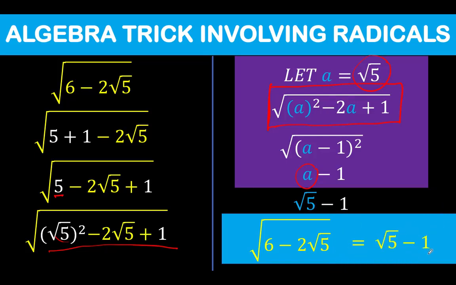of 5 minus 1. So this is again another algebra trick that we can use in order to simplify radical expression by converting the given radicand into a form that is quadratic in form, and we apply our knowledge of special product and factoring in order to simplify the radical expression.